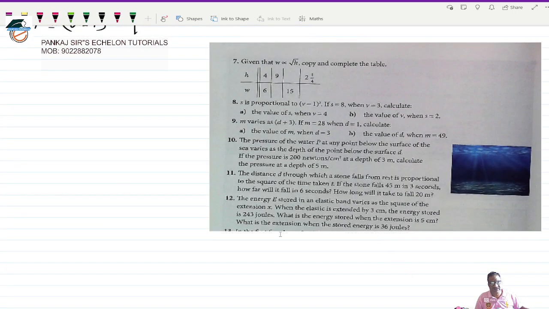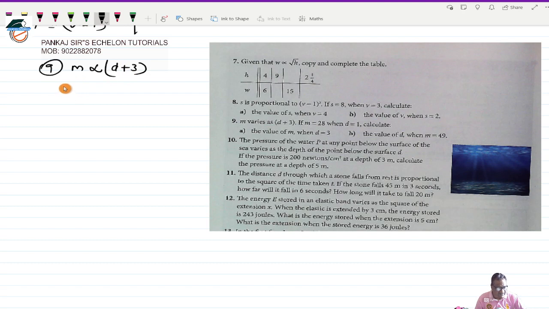Question number 9. Now what question number 9 says is M varies as D plus 3. That's it. In the beginning only I told you how to interpret this language of variation. When it is written M varies as D plus 3, I had told you varies means direct variation, it will not be inverse. So M varies as D plus 3 means direct variation is there between M and D plus 3.